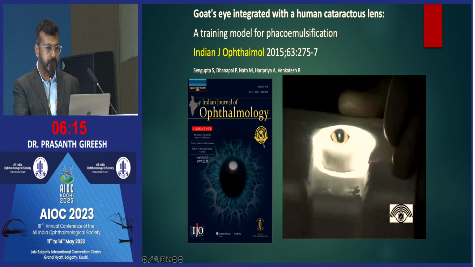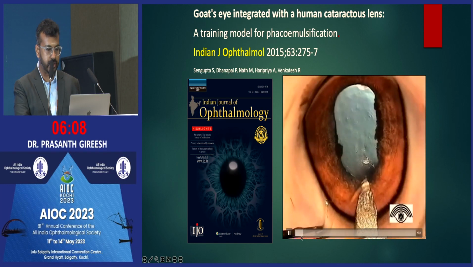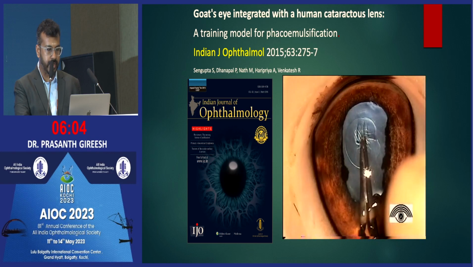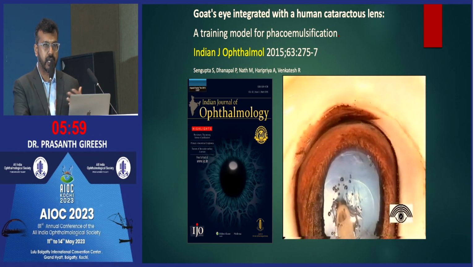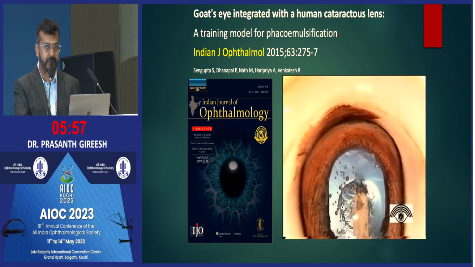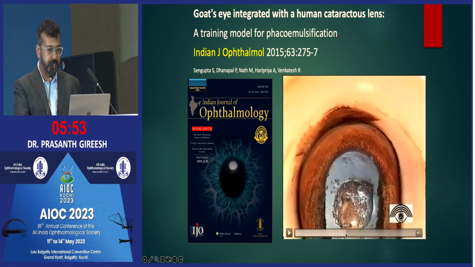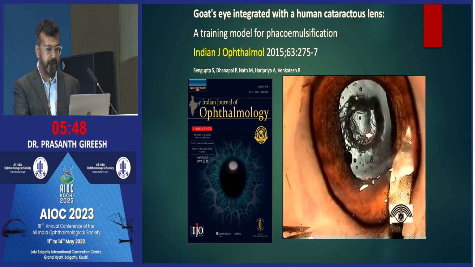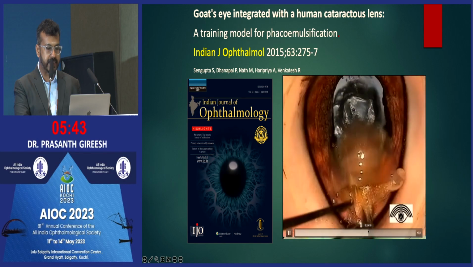So this was an innovation done in 2015, where the goat's eye was used for cataract surgery. Here you can see a 2.8 millimeter incision. A capsular rhexis is being done, and initially the cortex of the goat's nucleus has been aspirated by the phaco, and then the wound incision is extended to 5 to 6 millimeters, and then a human nucleus is inserted.